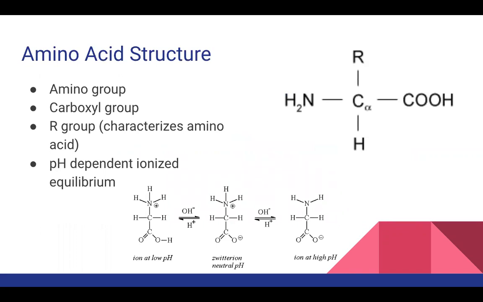All right. So they're also pH dependent for the ionization. At low pH, we're going to have a +1 charge, so the carboxyl group is going to be neutral, and the alpha amino group is going to have a +1. At neutral pH, the amino acid is just going to be neutral, so the charge for the carboxyl cancels out with the amino. And at high pH, it's just going to be a negative charge.